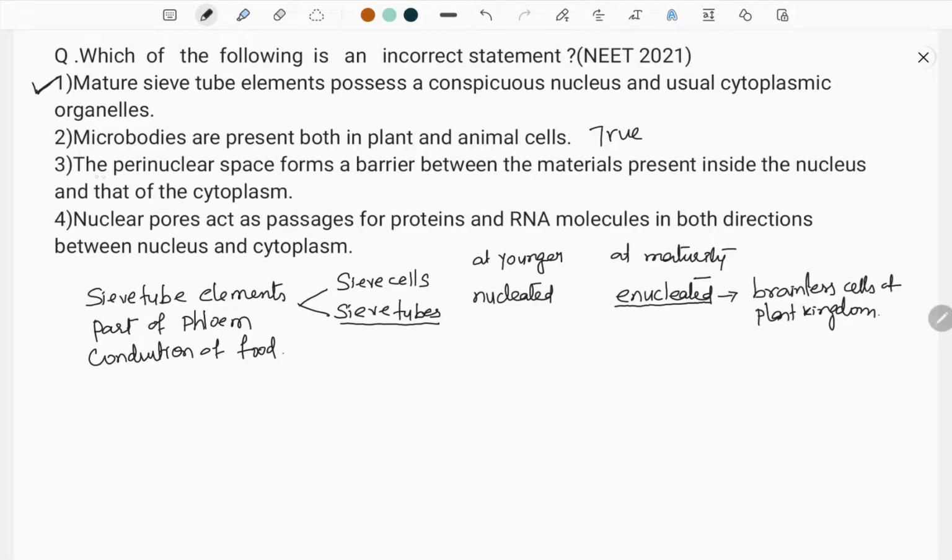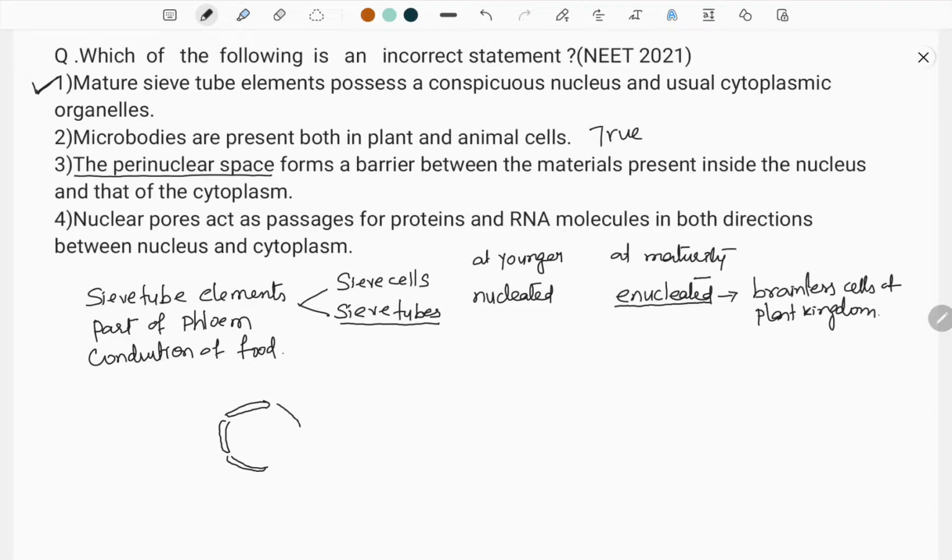What is perinuclear space? Let us suppose this is the nucleus. The nucleus is enclosed by the nuclear membrane. Remember, this nuclear membrane is a double unit membrane. It has two unit membranes attached like this, leaving some gaps, some pores. They are called nuclear pores.